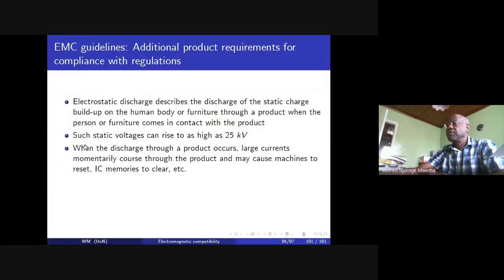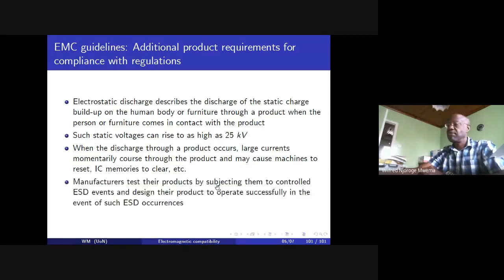And when they discharge through a product, large currents will momentarily course through that product and may cause the machines to reset, or the IC memories to clear, or you may get the device actually blowing up. That is, the transistor will break, especially for MOSFETs. The gate is isolated and has a very thin layer of silicon dioxide, and therefore when that high current flows through that dielectric, it will just break, and the gate will be connected to the channel below, and the transistor is history.